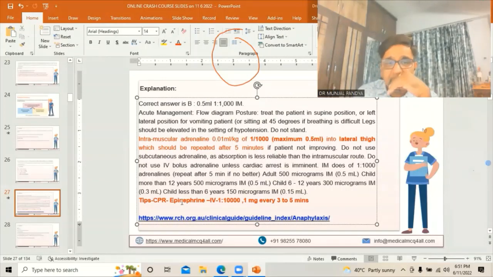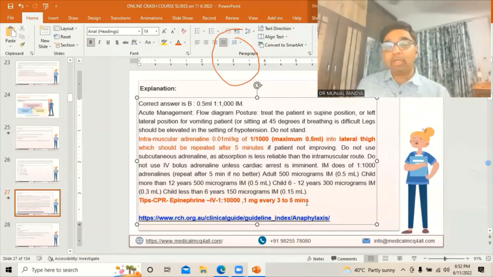Write down what is the dose in CPR. Epinephrine, same drug. Epinephrine and adrenaline, same drug. Don't get confused. In anaphylaxis it is intramuscular, in CPR intravenous. Second difference: here 1 in 1000, there 1 in 10,000. Here intramuscular, there intravenous. Here 0.5 ml or mg, there the double dose, 1 milligram. Every 5 minutes, same: here you can repeat every 5 minutes.